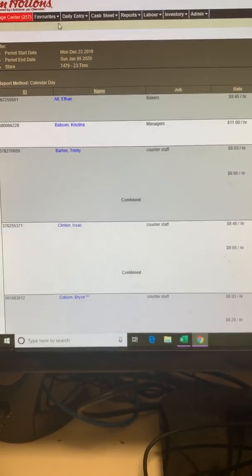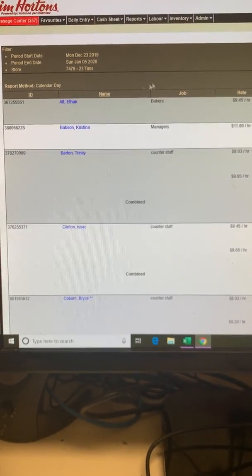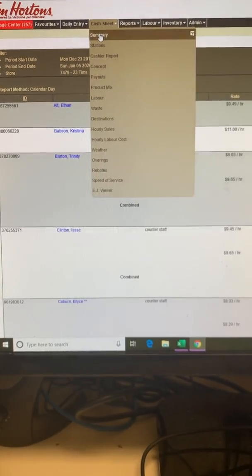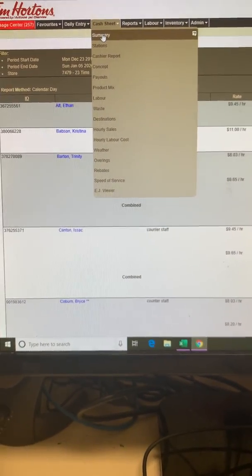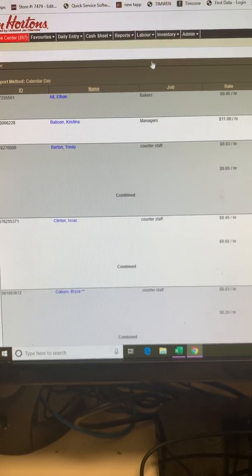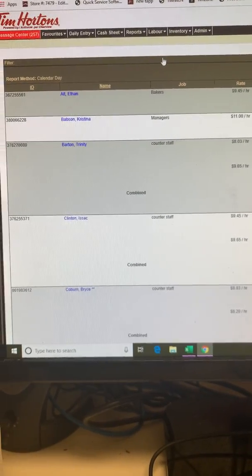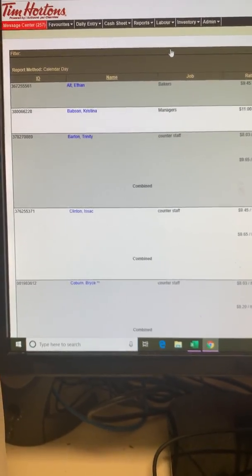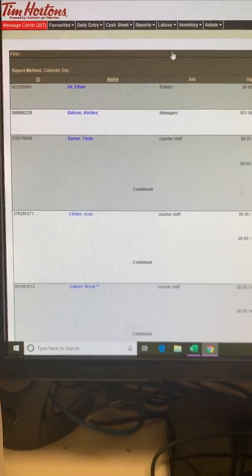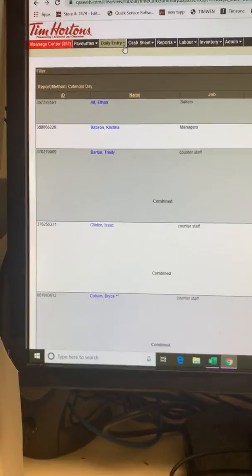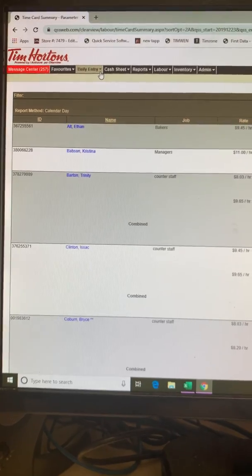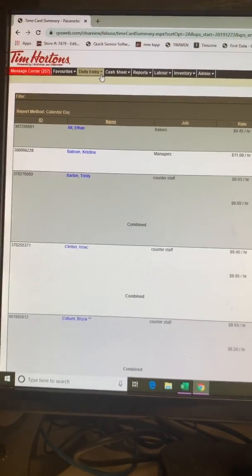But again, you want to make sure that everything is absolutely correct. You're not paying someone for a 12-hour shift they didn't work. You're not paying someone for not clocking in, 3 hours late or 3 hours early or whatever. You just want to make sure you're checking those every single day. All right, that's pretty much it.